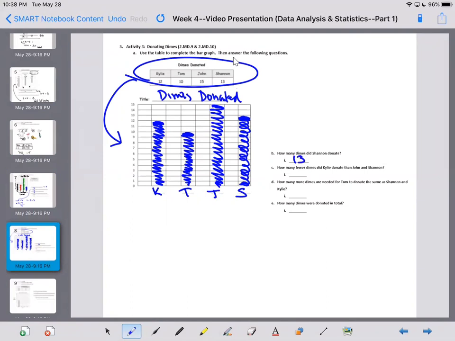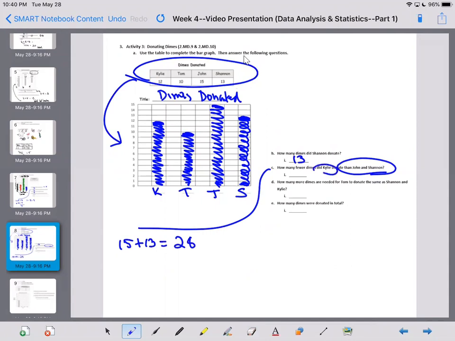Well, John and Shannon were both 28 together. So we look at John and Shannon together had 15 plus 13, which was 28. Now, how many fewer dimes did Kylie donate than John and Shannon? Well, if you look at John and Shannon's total, Kylie was 12. You could say 16 less than John and Shannon.